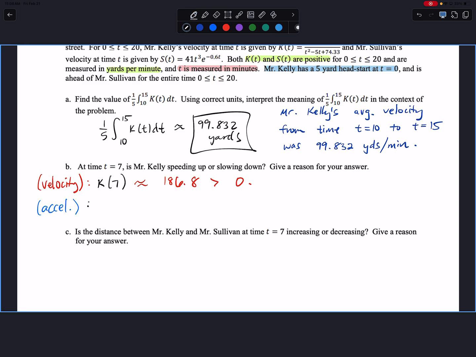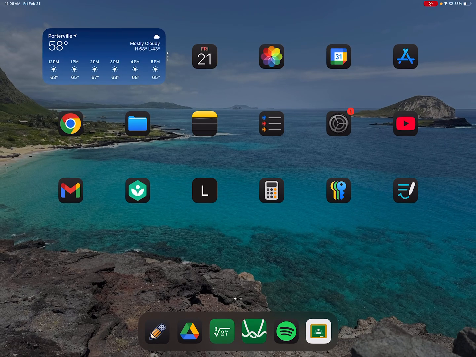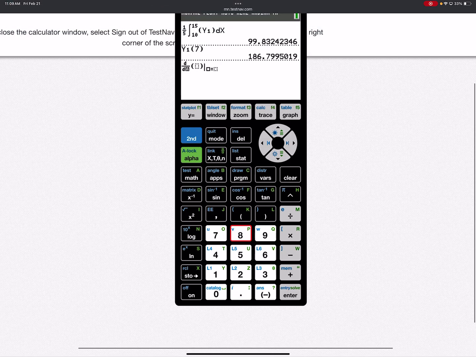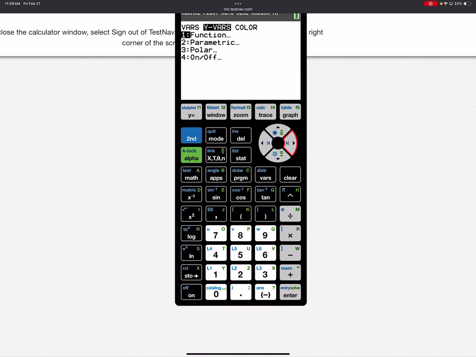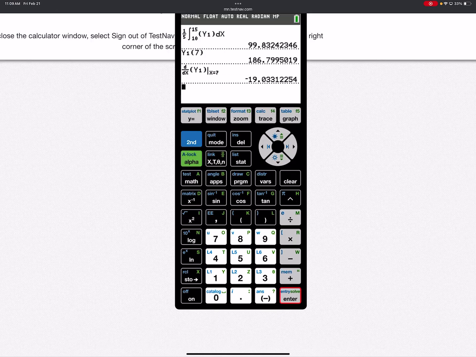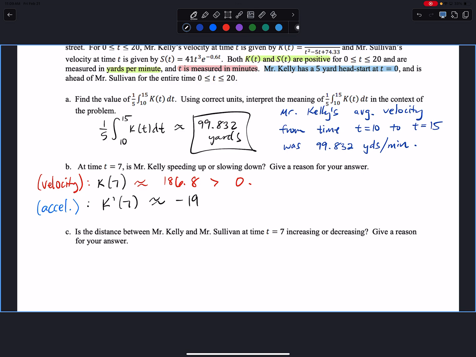So to know the acceleration, if this is velocity, do you guys agree that the derivative of velocity is acceleration, right? So k prime of 7 is going to be, so go to my calculator. I'm going to do math 8. So remember, we haven't done this in a long time. D over dx of our y1 at x equals what? 7. And we get this number, but more importantly, what do we notice about this answer? It is negative. So it's negative 19.033.